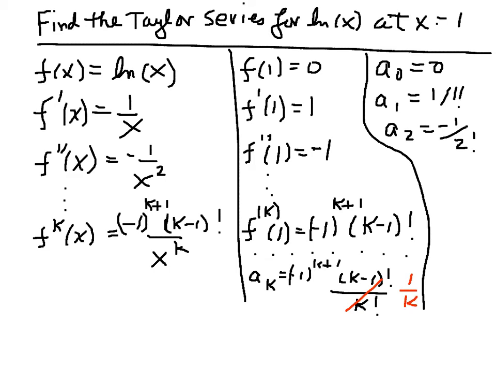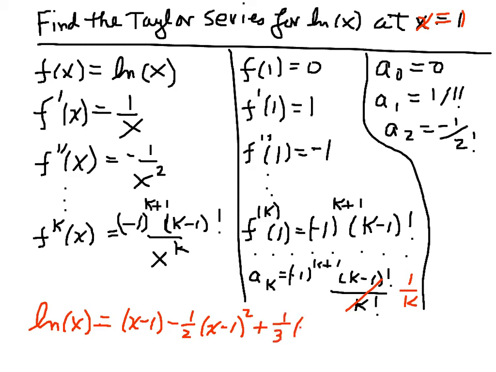So if we can write it down at the bottom, ln of x is equal to, now we're centering it at x equals 1, remember that, and so we've got to use terms involving x minus 1. So our first term is x minus 1, and then it's minus 1/2 (x minus 1) squared. The next term would be 1/3 (x minus 1) cubed.